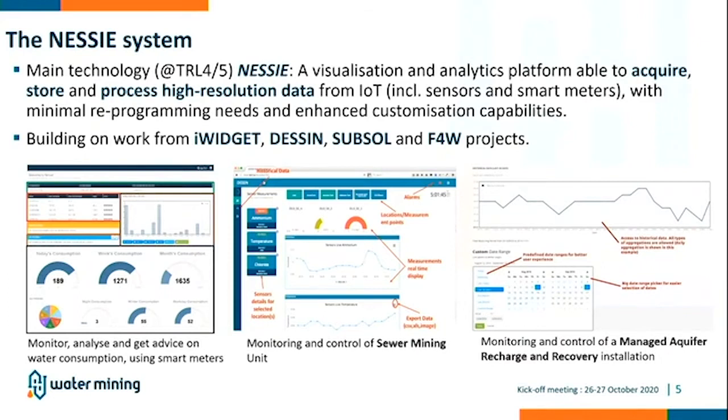So the core system has already been deployed in a range of smart monitoring and control contexts, although not treatment process optimization yet. And I have included in this slide 3 examples of NESI dashboards customized for water consumption, remote control of sewer mining units, perhaps the closest application to water mining, and management of subsurface water systems. So quite a versatile lot. And we will talk more about NESI in the breakout session of WP7 later on.